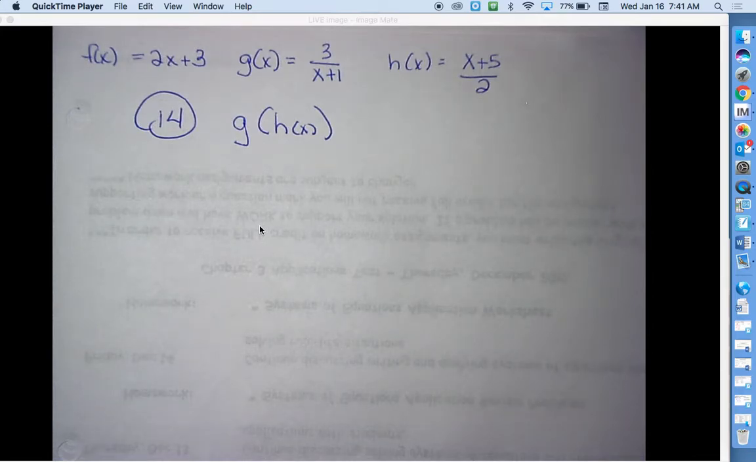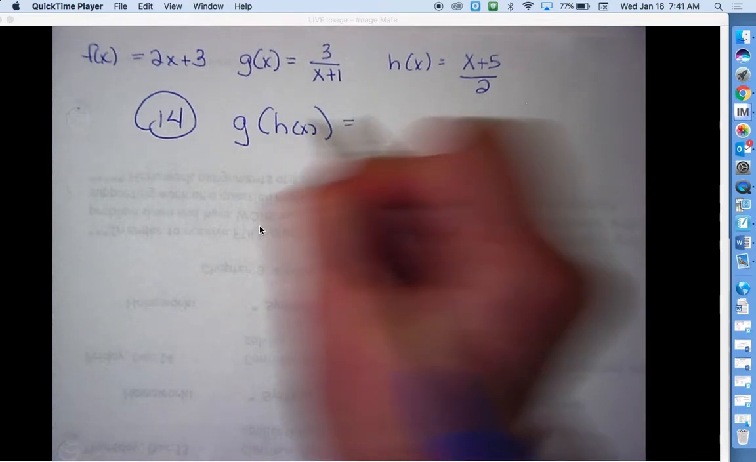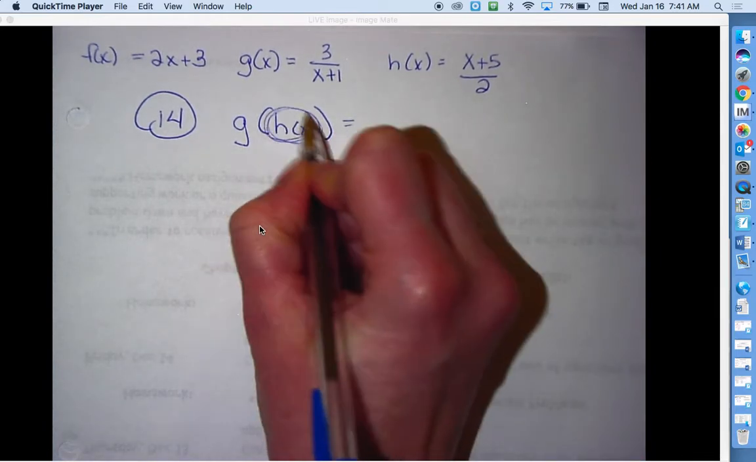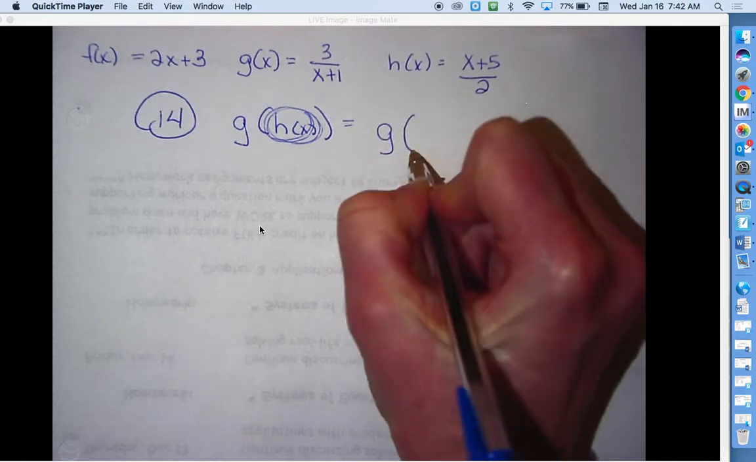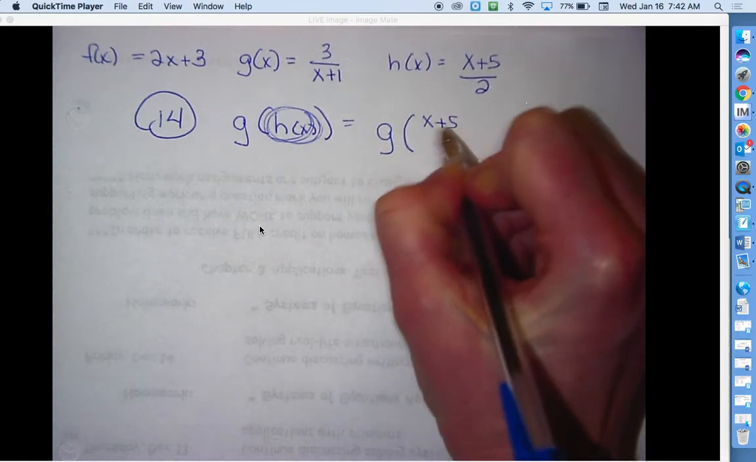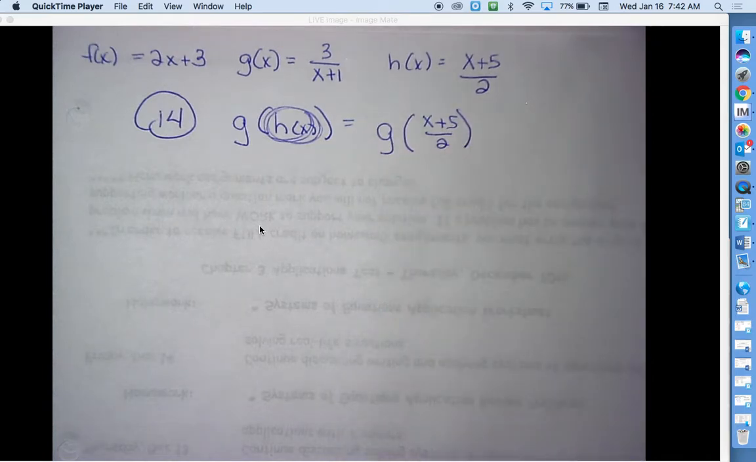So a composite function is an operation that you're doing on two functions, but it's like using a substitution operation. So taking one function and substituting it into another. Right here we have g of h of x for number 14. So the first step would be to take out this h of x and replace it with the equation that represents h of x. So you still have g on the outside, but h of x is now x plus 5 over 2.